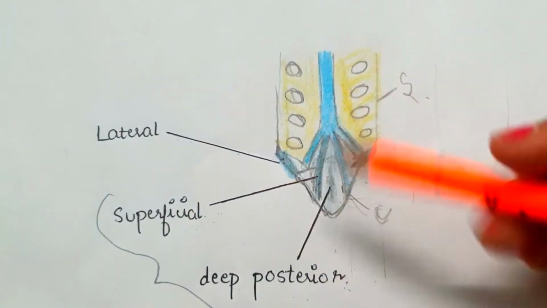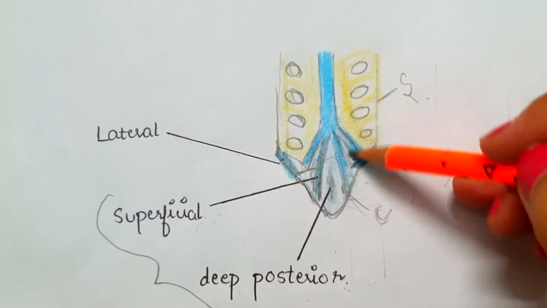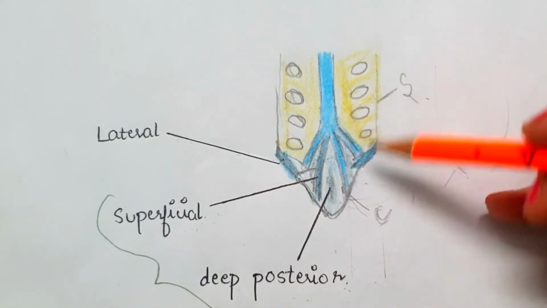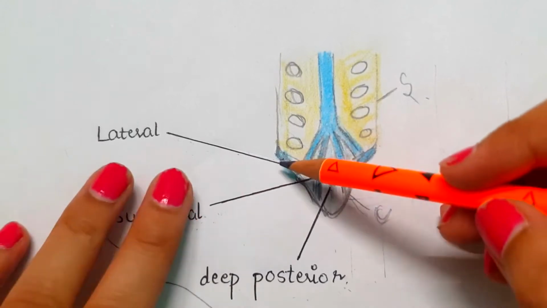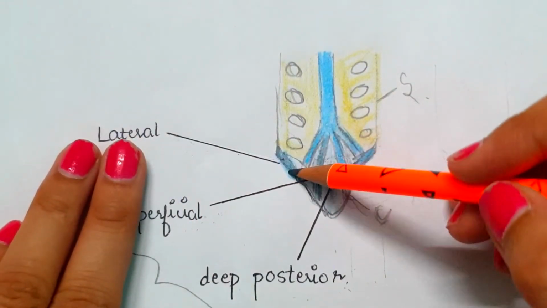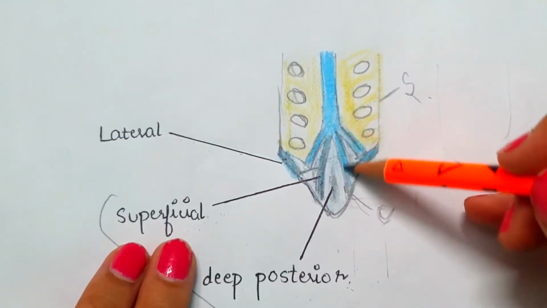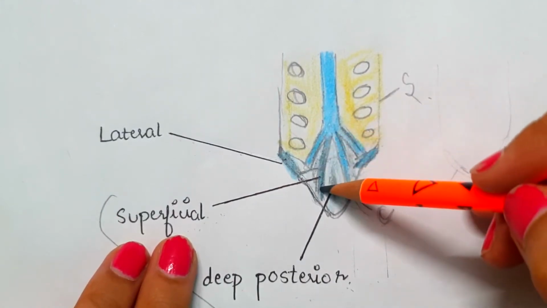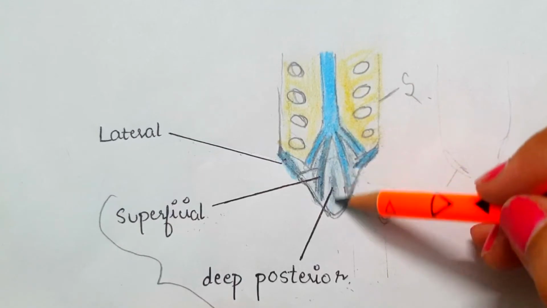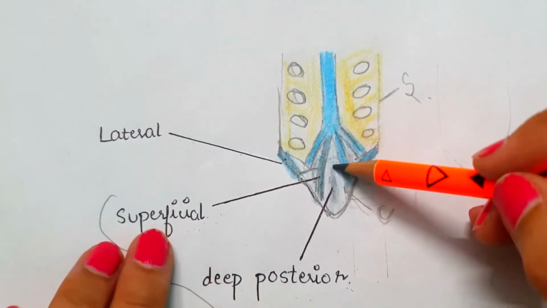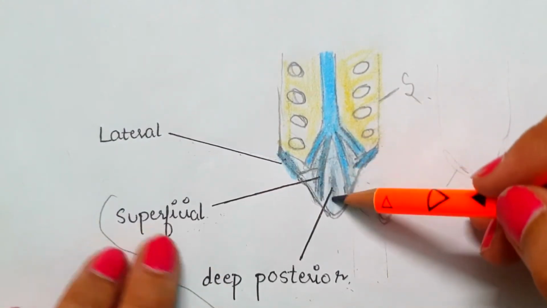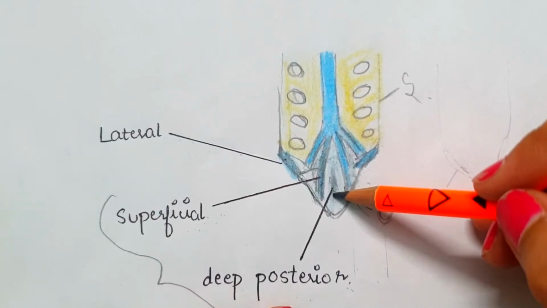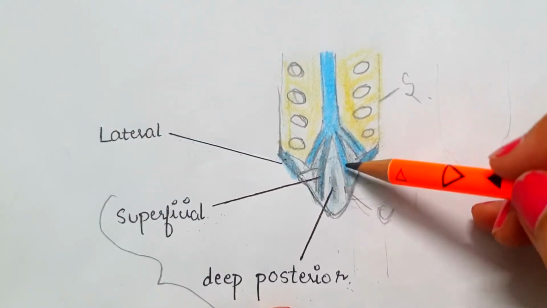Posteriorly the sacrococcygeal ligament looks like this. This is the sacrum and this is the coccyx, and these are the lateral sacrococcygeal ligaments, which I already discussed. These are known as the superficial posterior sacrococcygeal ligaments, while the portion between the superficial posterior sacrococcygeal ligaments is the deep posterior sacrococcygeal ligaments.